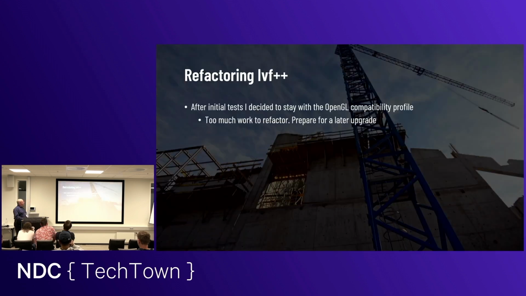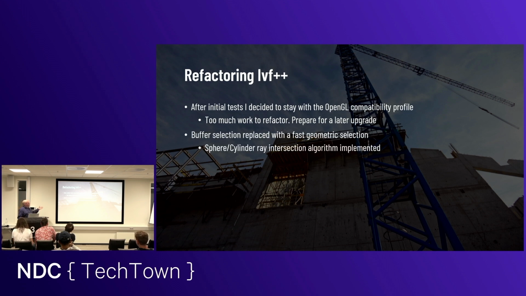But after some tests, I decided to stay with the OpenGL compatibility profile. It was at the time too much work to refactor, and I'm preparing for a later upgrade. I have a version 2 of the library that is not compatible with this one at all, but it uses a more modern OpenGL. But for this application, it's really hard to change everything. So I decided to kind of step back. I replaced the buffer selection that is built into the fixed function pipeline with a ray intersection algorithm, so just geometry basically. And it actually works well.